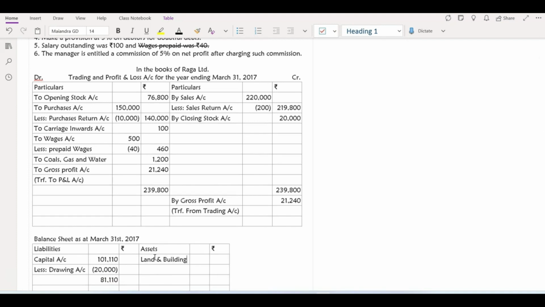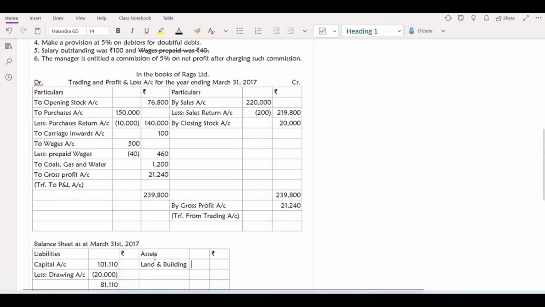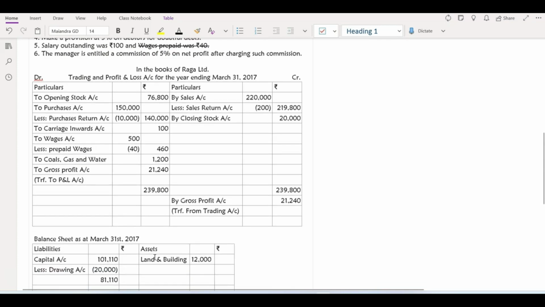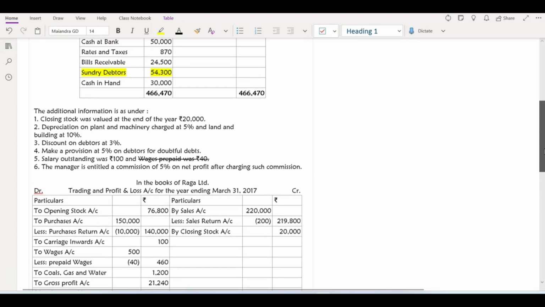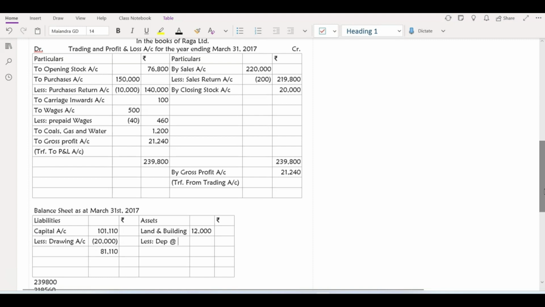Land and building, 12,000. In the inner column I'm going to write 12,000 less depreciation at the rate. Now the depreciation for both the assets was separate. For land and building it is 10%, so I'm going to write here 10%. So 10% of 12,000 will come 1,200, so here it will come 10,800.